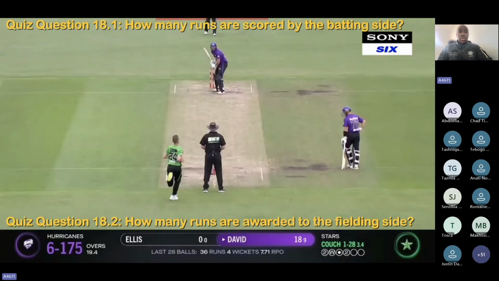So we've learned the theory. Now let's put it into practice. Quiz question 18.1 and 18.2. How many runs are scored by the batting side in this scenario? And 18.2, how many runs are awarded to the fielding side in this scenario, if any?